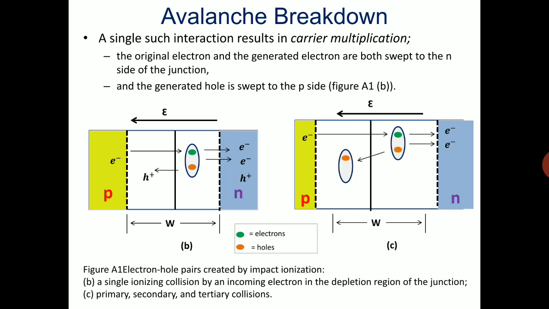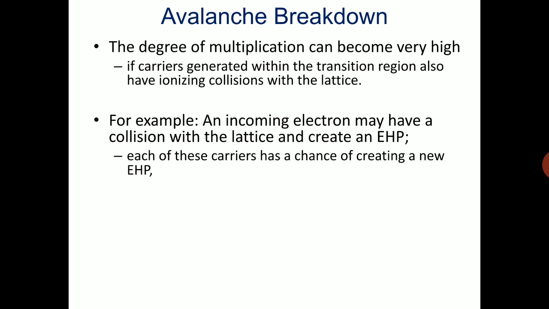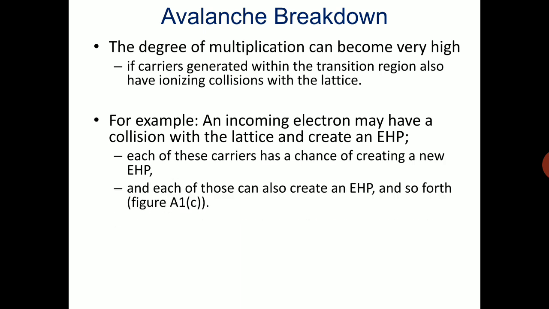Okay, when these charge carriers move, they may create another EHP, and this EHP can create another EHP. You saw the first EHP, second EHP, and third EHP. This is what the slide is conveying: each of those EHPs can also create an EHP, and so forth. What we saw in figure A to C: one EHP is creating another EHP, the second EHP is creating another EHP. Like that, EHPs keep creating the next EHP. So the creation of EHPs and the multiplication of charge carriers, we call it the avalanche process.